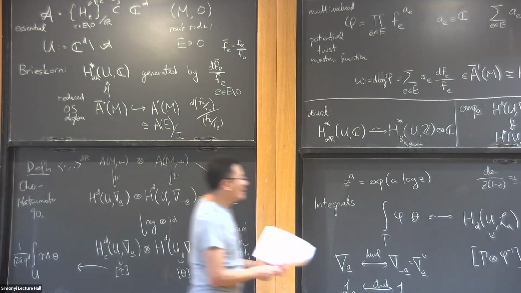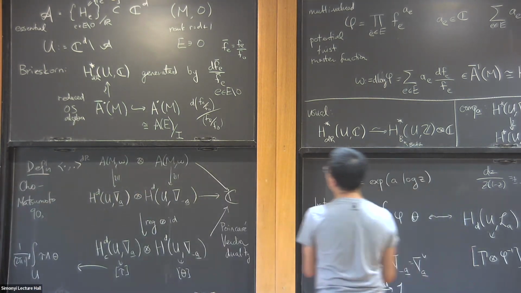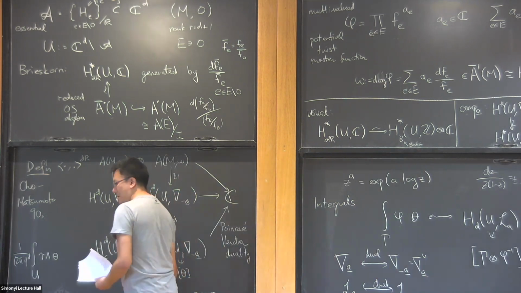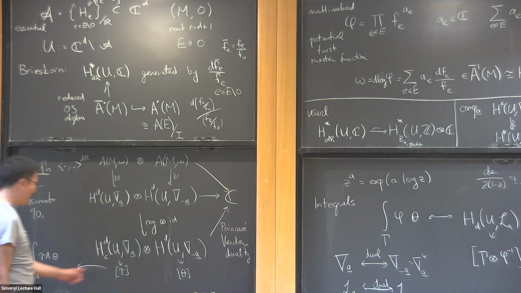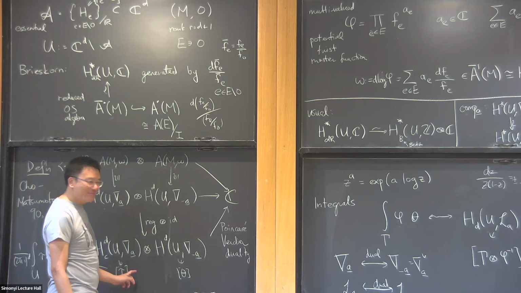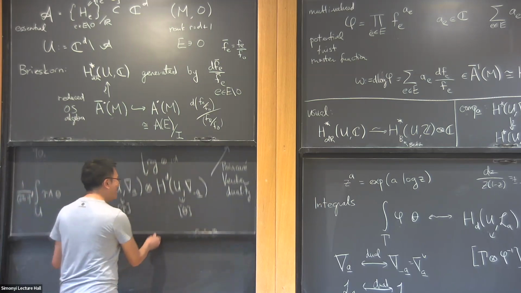And then there's another version. The local system having the same cohomology as the dual local system is something special. It's weird. I agree, it's weird. It is definitely weird.